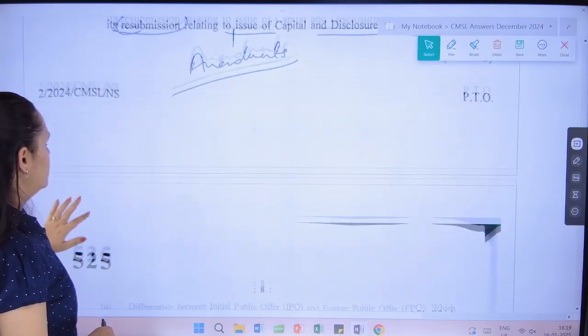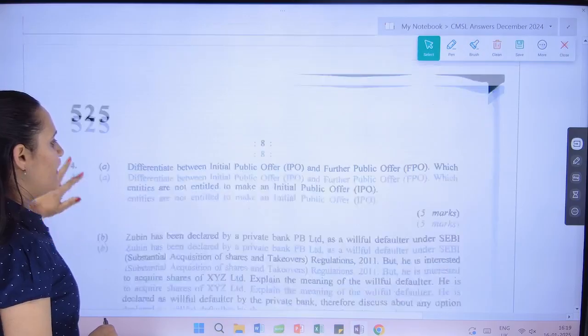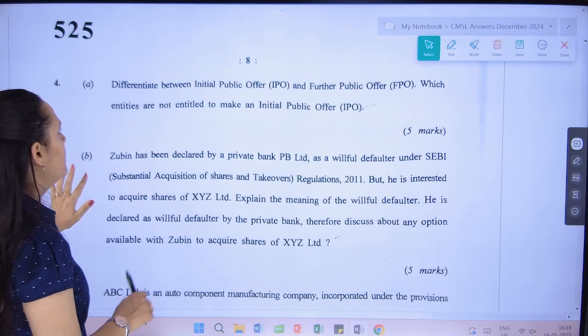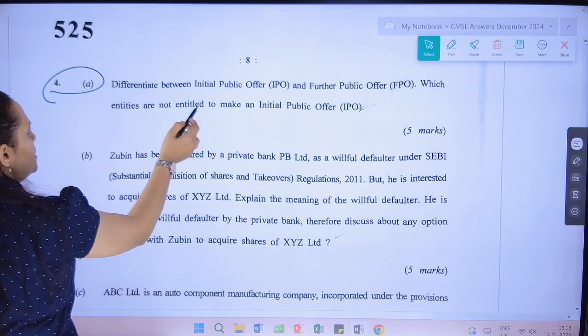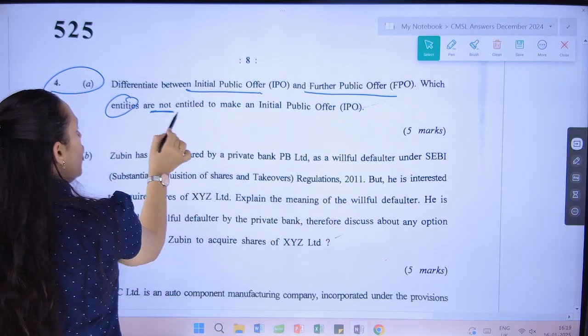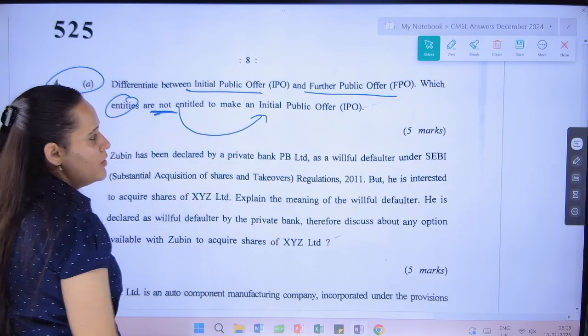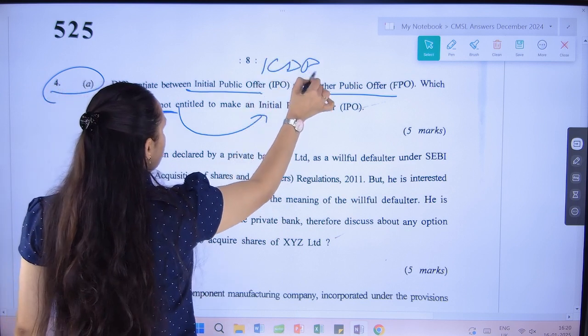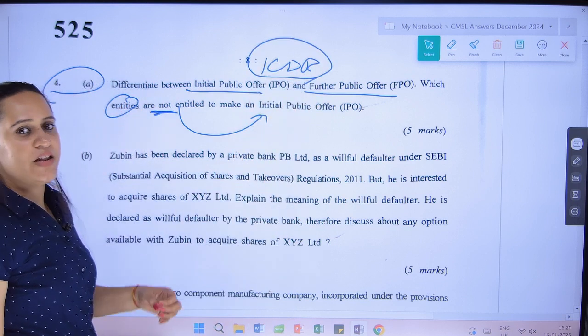Yes. Again, 4 is also a mandatory question. There is no option. It is again a direct question. Differentiate between initial public offer and further public offer. Which entities are not entitled to make the initial public offer? Direct question from the ICDR regulations. Not at all tricky, very, very simple.